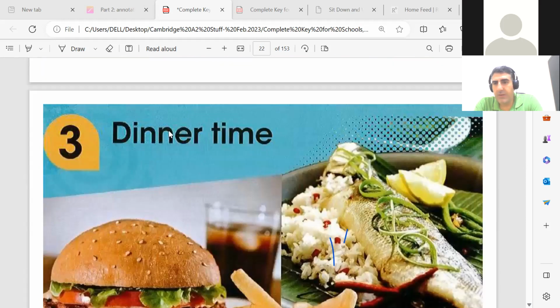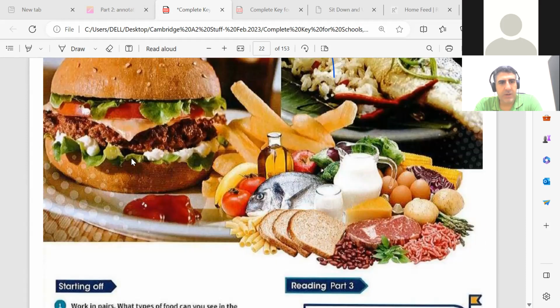So in Unit 3, as you see, Nawaf, titled Dinner Time. And as you see, you can see different types of food. Okay, so let me ask you, Nawaf, what's your favorite food? My favorite food is shawarma and burger. Okay. And I like pasta.